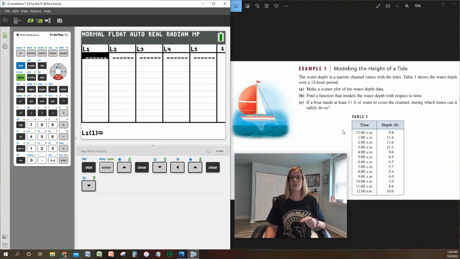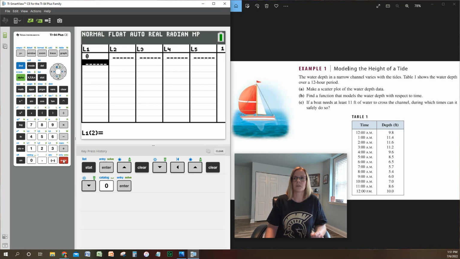If you look at the time here, it starts at 12 a.m. and goes to 12 p.m. So students are tempted to put in just the hour that they see. So they'll put in 12, 1, 2, 3, 4, 5, 6, 7, 8, 9, 10, 11, 12. But then you have 2 12s in there, okay? Now, the problem says that this is over a 12-hour period. So we really want to start at time 0 and then go for 12 hours. So for that 12 a.m., I'm not really going to put 12 into my calculator. I'm going to put 0 into my calculator, okay?